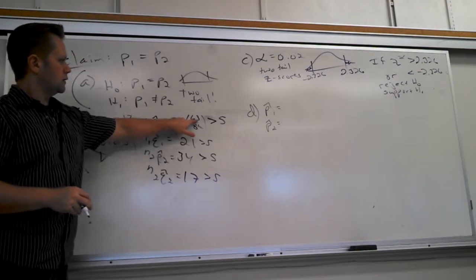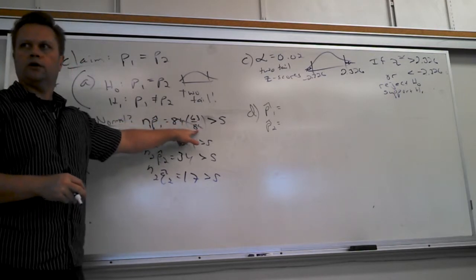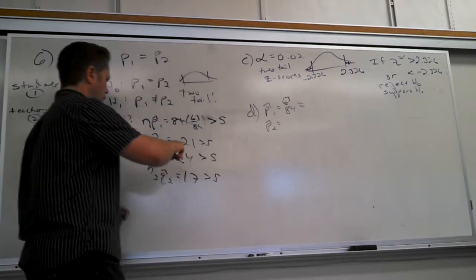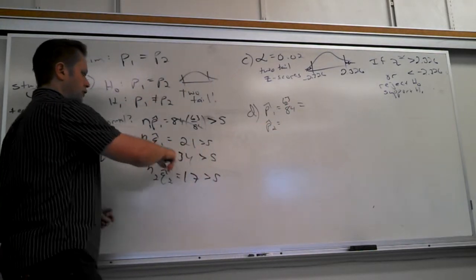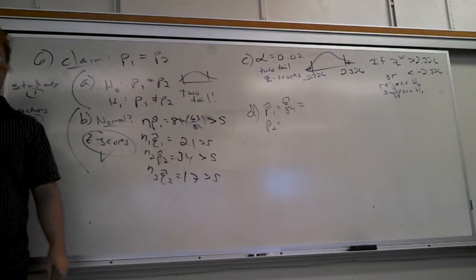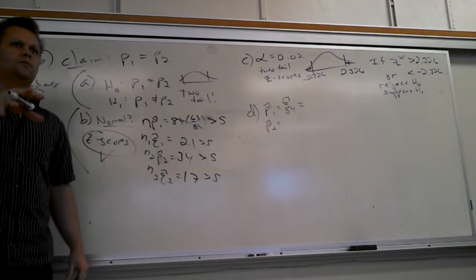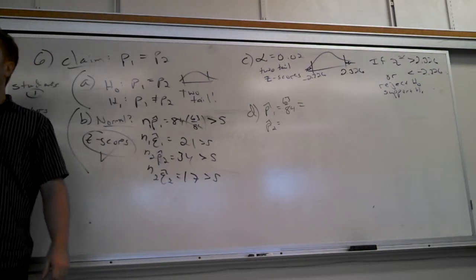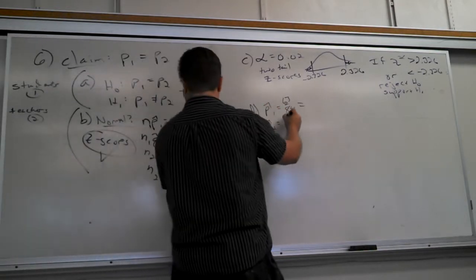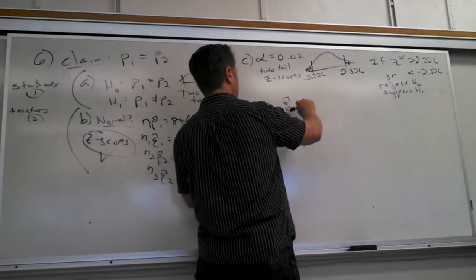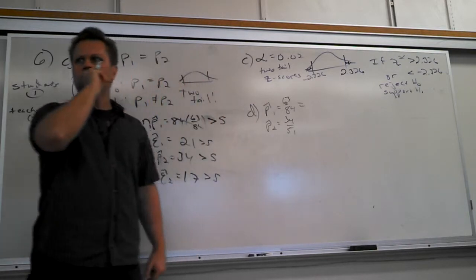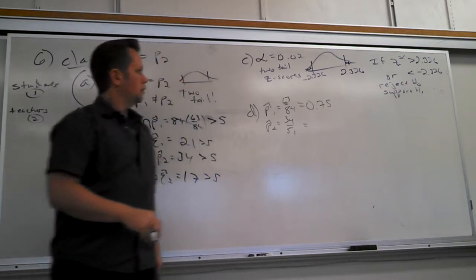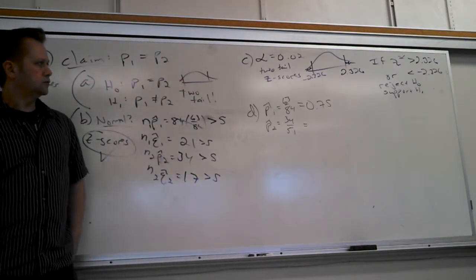Here's p hat 1: 63 divided by 84, right? And p hat 2 would be 34 divided by 51, right? Does everybody see that? I'm just getting to percentages for my samples. So what's 63 divided by 84? 0.75? And what's 34 divided by 51?